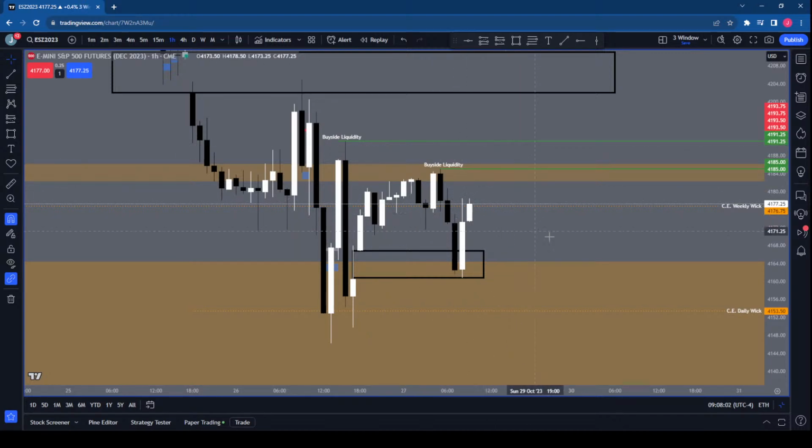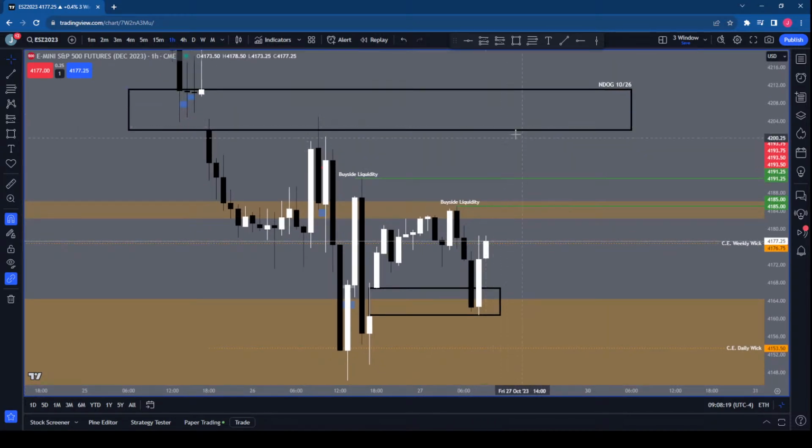But yeah, going into the 9:30, I want to be watching these levels of buy side. I want to see how we treat them. Does it treat it as liquidity to go lower, or do we show no sign of that and we continue on through them and revisit this new day opening gap? That's what I'll be looking for.